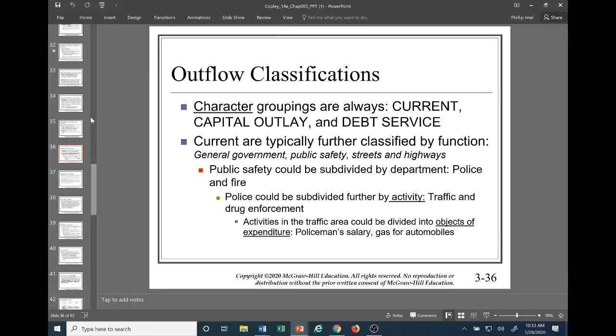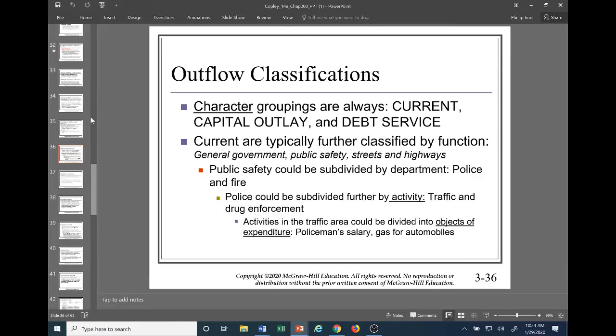So for current, it has to be by function, right? So therefore, is it going to be for the general government? Is it public safety, streets and highways? So what function are we currently spending this money on, pretty much? See the little trend here? We just really want to keep up with our sources, where it's coming in, where it's going out. It's really particular on those sources.